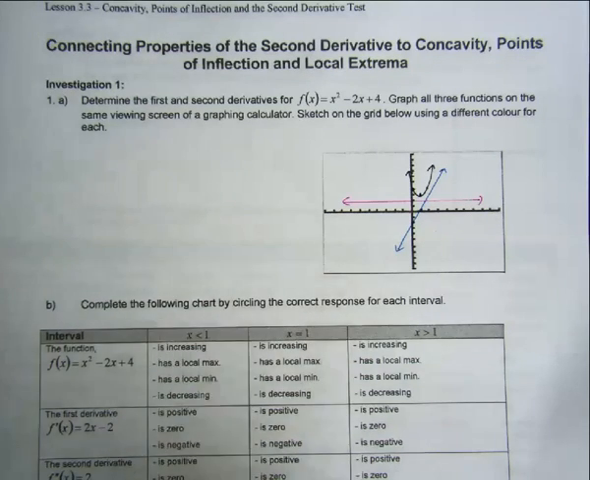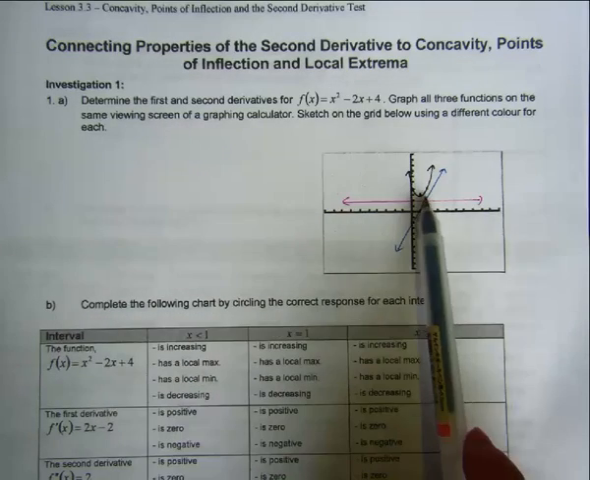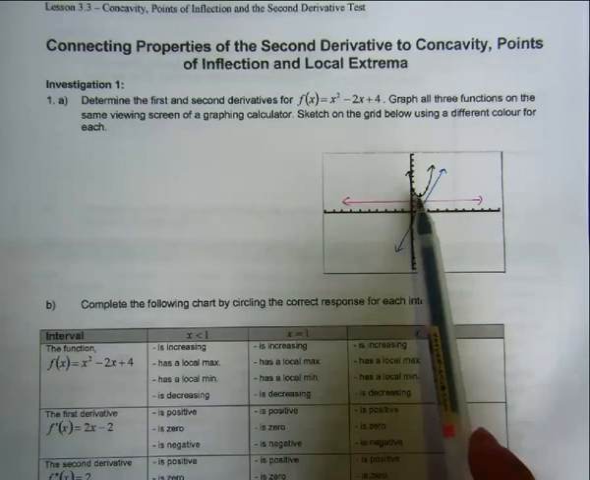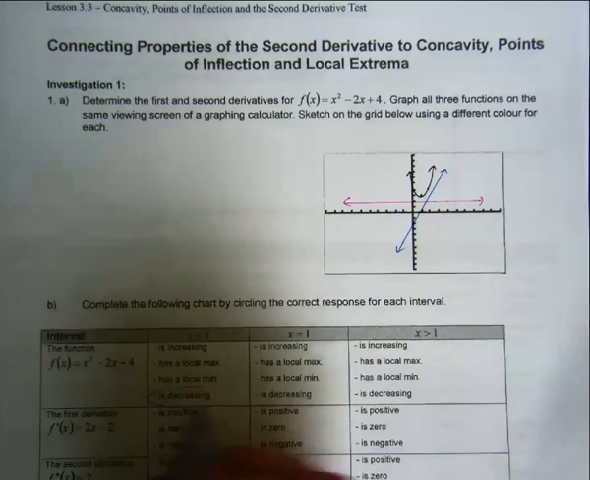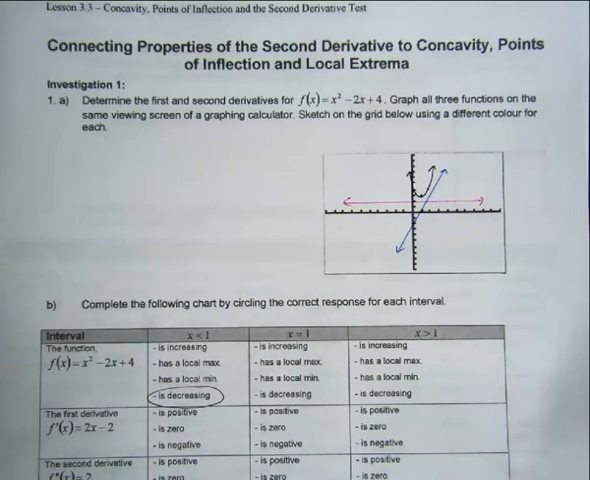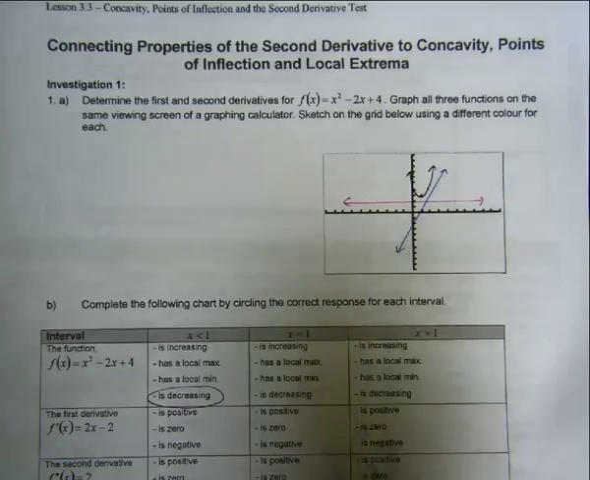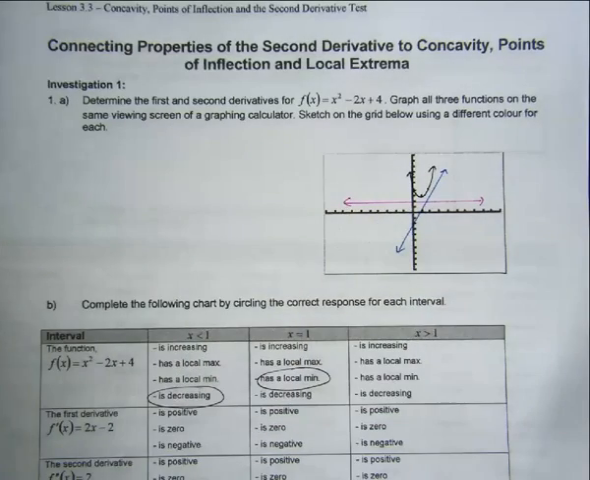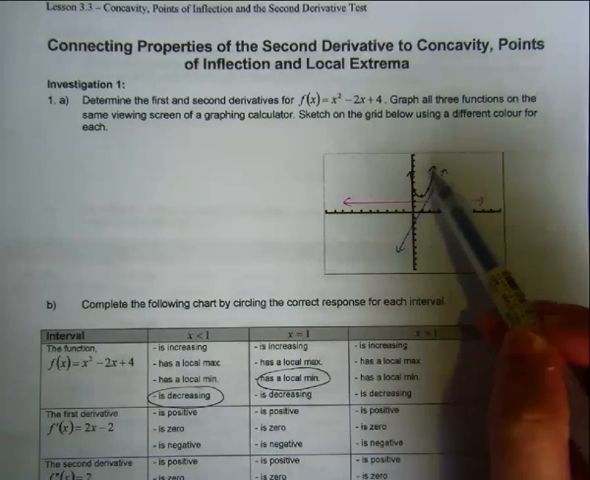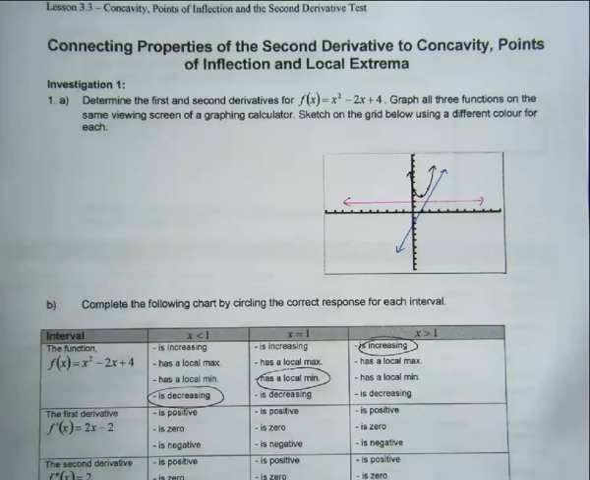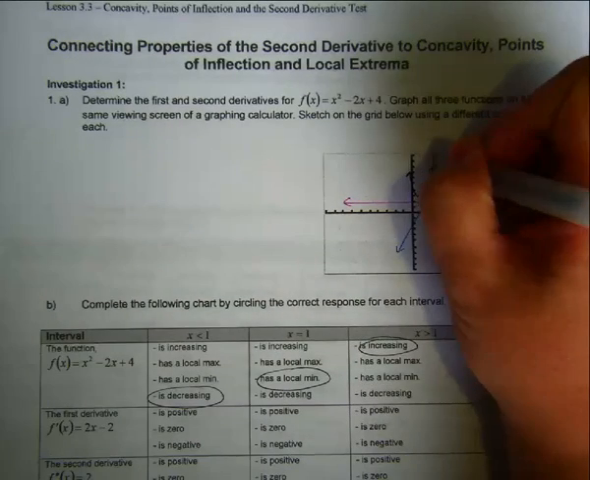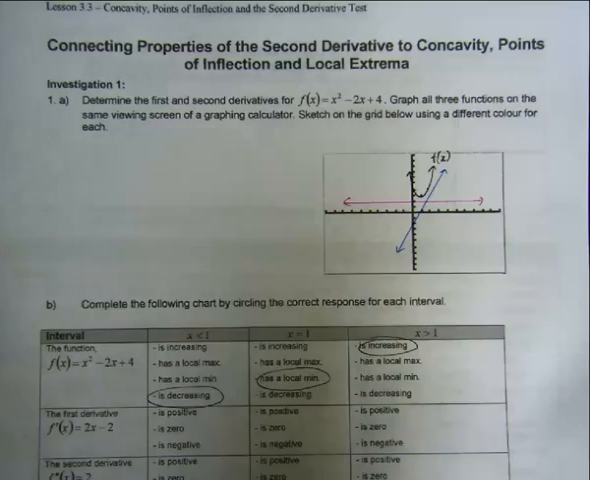Just looking at this table going across, the function when x is less than 1 is increasing, has a local max, has a local min, or is decreasing. I think the answer should be decreasing. At x equals 1, we have a local minimum. And then when x is greater than 1, we can see that the function is increasing. So that's all based on my f of x graph.